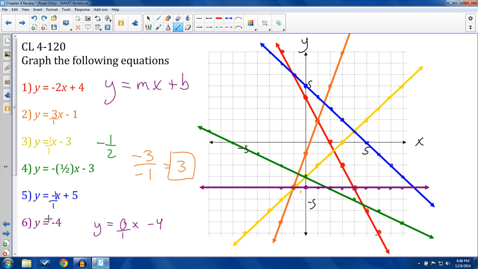The reason is because y equals negative 4. No matter what x equals, even if you did a table, no matter what you plug in for x, you'll get negative 4 for y all the way through. Okay? And those are your 6 graphs, and that's all you need to fill out.